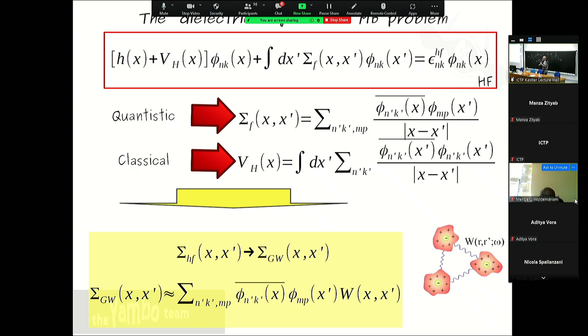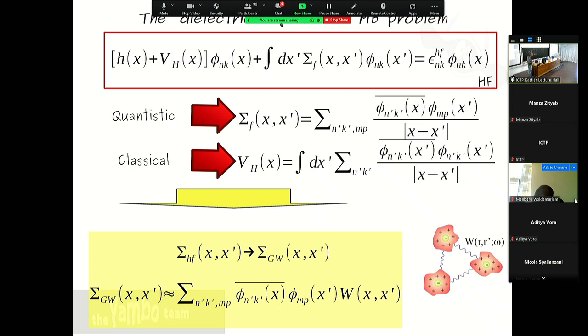Then, okay, there are complications due to the frequency dependence. We will discuss it, you will see it at length, and there will be even lectures about this. But from a very conceptual point of view, if you have to explain the GW to a student that knows nothing about diagrams and so on, you can use this approach.